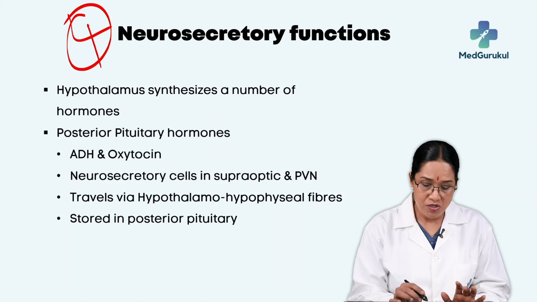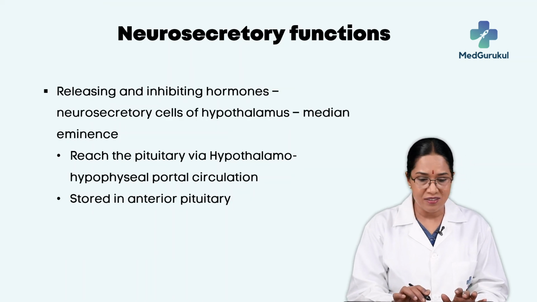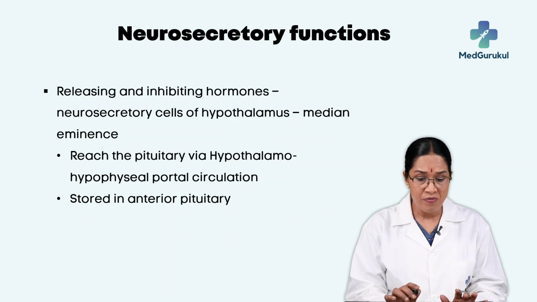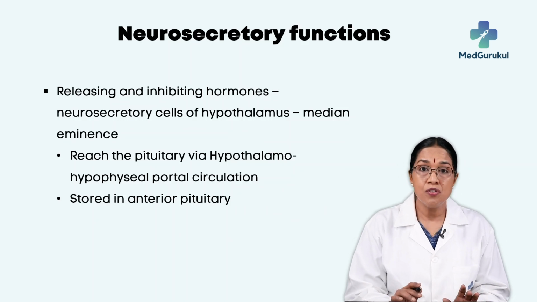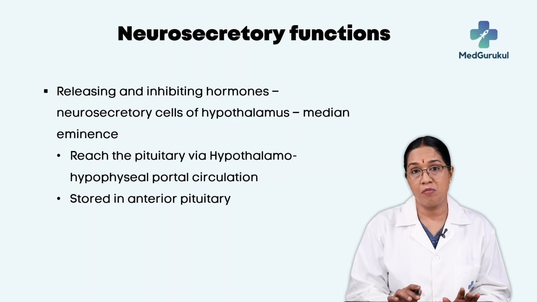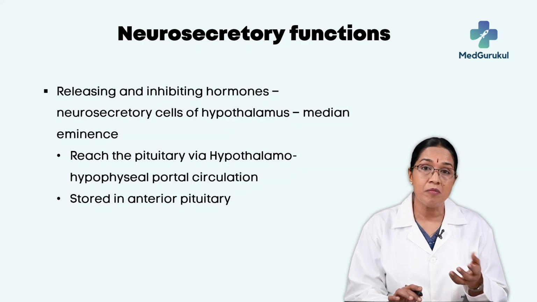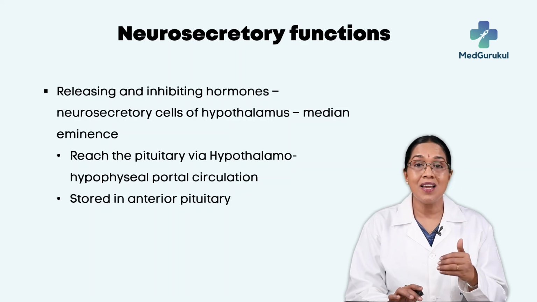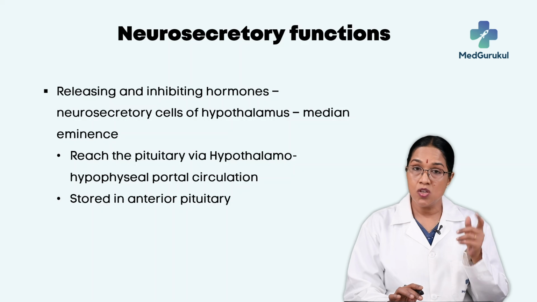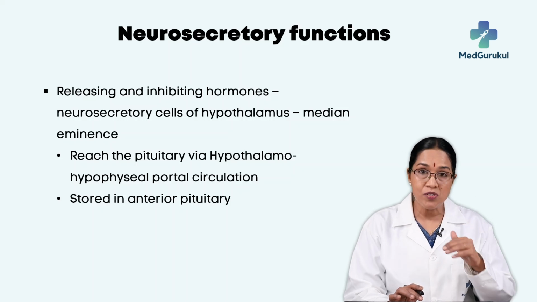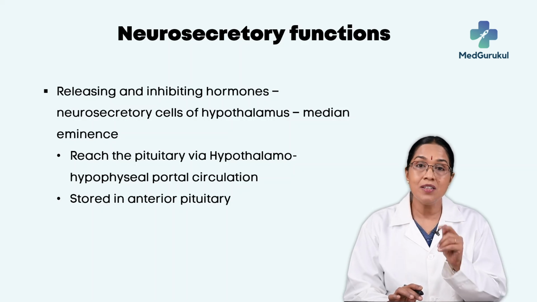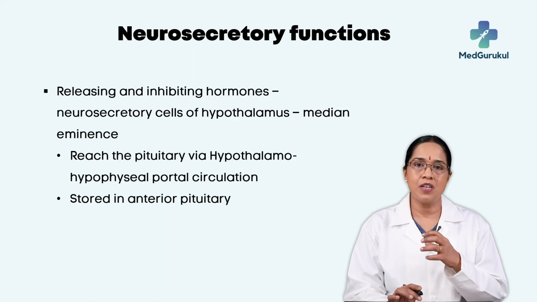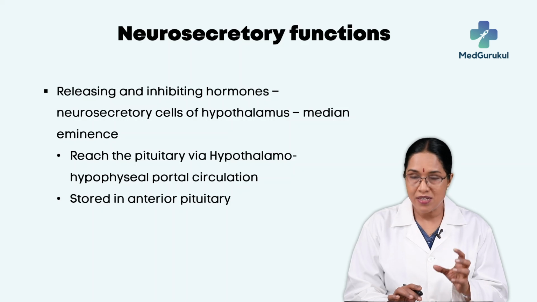Now, for the hypothalamus, you also have to talk about the releasing and the inhibiting hormones. These are secreted by the neurosecretory cells of the hypothalamus. Exactly which part? The median eminence of the hypothalamus is where the releasing and the inhibiting hormones are released. They reach the pituitary via the hypothalamo-hypophyseal portal circulation, and here they act on the anterior pituitary.